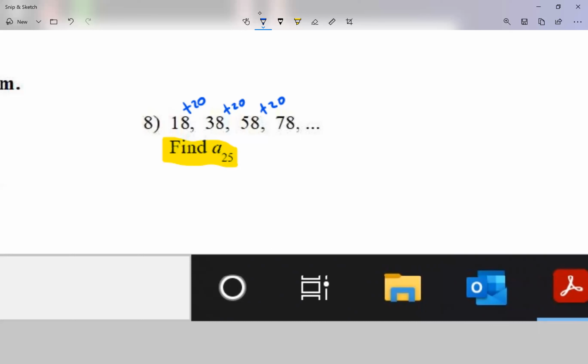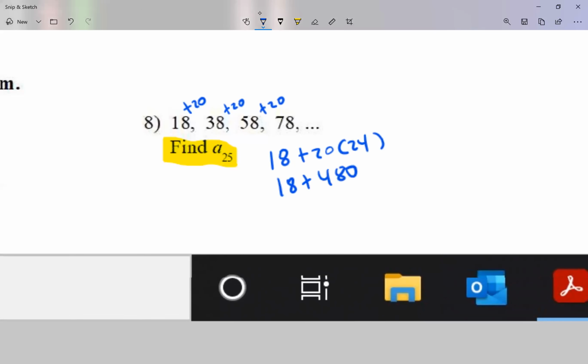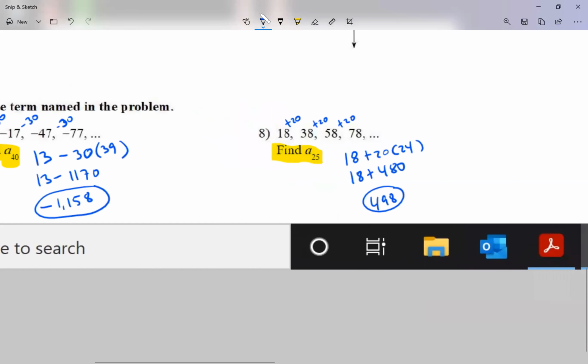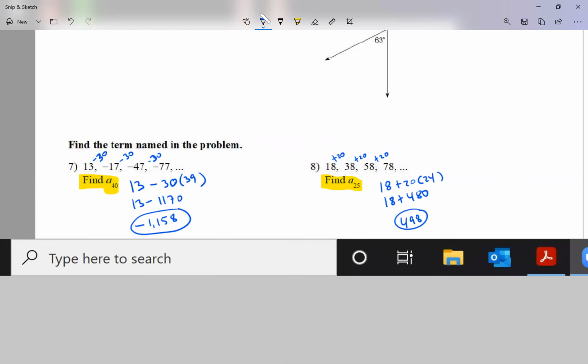Or I'm just going to say I started with 18. That was my first number. And I'm going to add 20 so many times. Since I want to find the 25th number, I'm going to add 20 only 24 times. Again, I start adding starting from the second number. Now 24 times 20 is 480, right? So I have 18 plus 480. That gives me 498. So the 25th number is 498. So inductive is pretty simple, right? I'm going to assume things continue the same way.